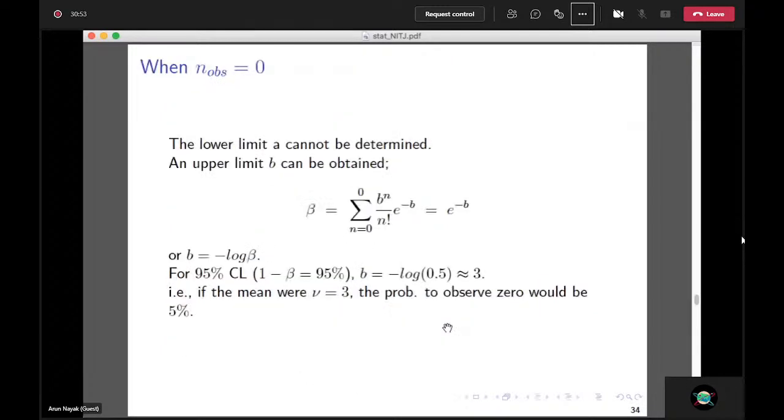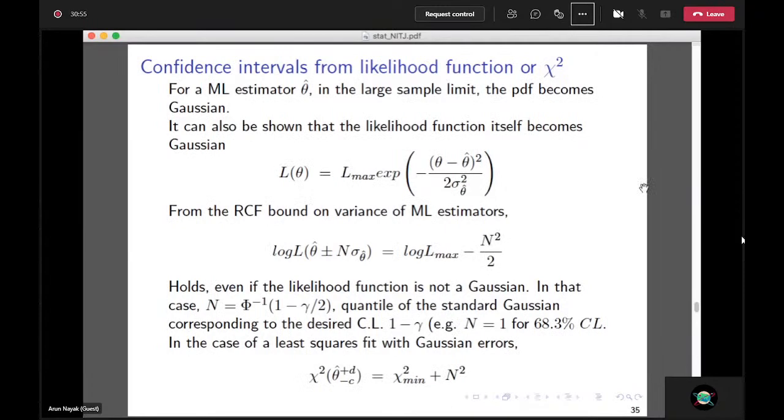So that was about the Poisson variable. Now one can also obtain the confidence intervals from the likelihood function or the chi-square distribution. If some estimator is, say we have a maximum likelihood estimator, in the large sample limit the PDF becomes Gaussian. So you have, I think you have gone through this. Okay.